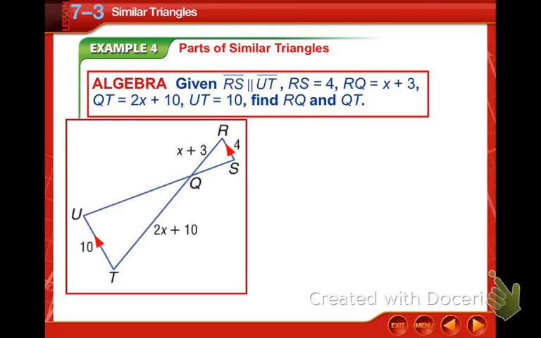So, we know that the middle angle at Q, there's the pair of angles that are congruent because they're vertical angles. And again, because the sides are parallel, RS and UT are parallel, that means that T is congruent to R and U is congruent to S. We do have two angles that are congruent at least, so that means that we do have similar triangles. So now we can actually go ahead and set up our proportions.